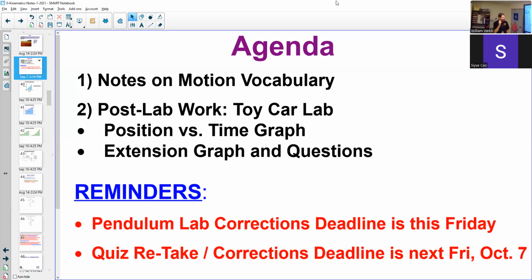Again, a couple reminders. If you haven't turned in the Pendulum Lab corrections yet, the deadline is tomorrow. And we don't have class tomorrow, and I just mentioned to you guys that I won't be here tomorrow. So if you bring it, just come and sit it on my table over here, and then when I'm back over the weekend, I can grab it and take a look and have it ready for you on Monday. So you can still turn it in tomorrow, even if I'm not here.